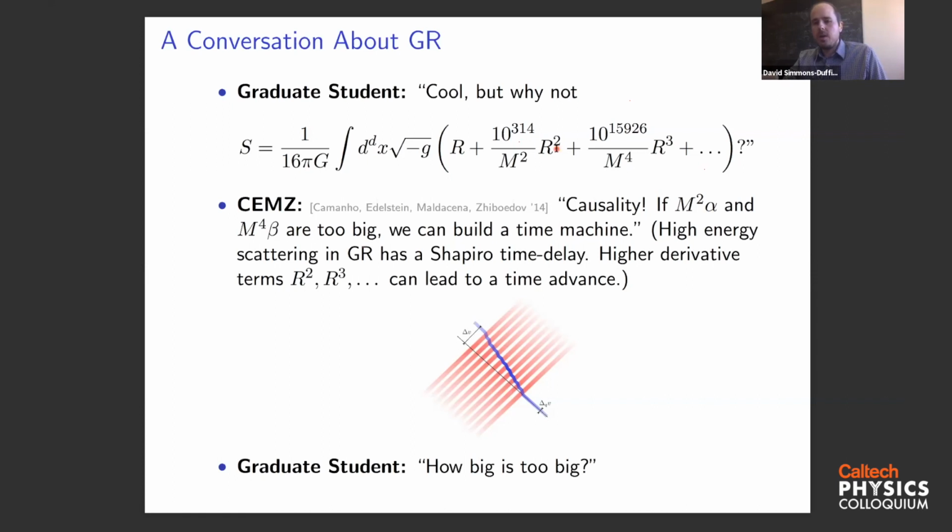The issue with this argument is that it's parametric. It tells you that you should be able to make a time machine if you make the coefficients of these terms arbitrarily big, but it doesn't tell you how big you have to make them before you really do have a time machine. So our graduate student asks, how big is too big?